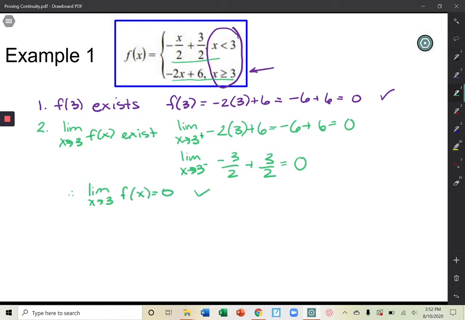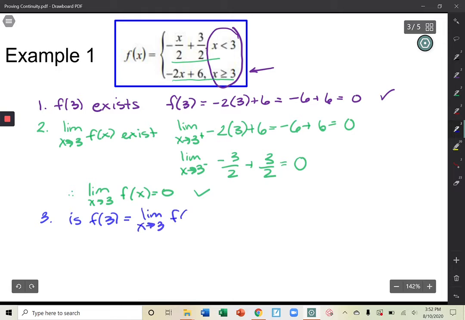That's part 2. What does part 3 say? It says, is f of 3 equal to the limit as x tends to 3 of f of x? And in this case, I can see in part 1, I determined that that was equal to 0. In part 2, I determined that that was equal to 0. They are the same. I'm going to check it off. Again, I'm not done because I still need to write out, yes, f of x is continuous.